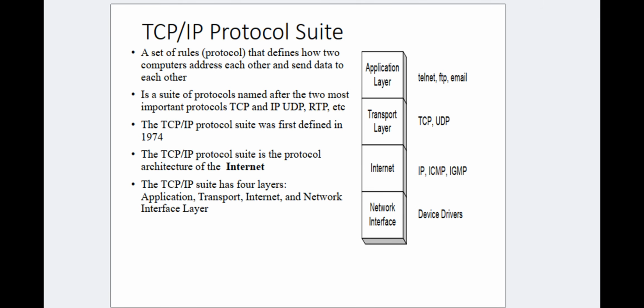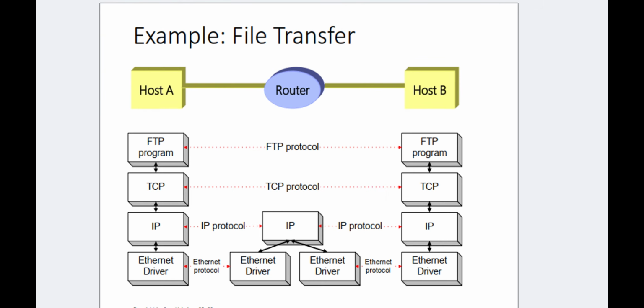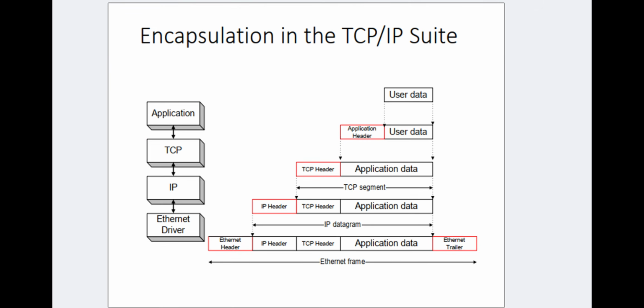The TCP/IP suite has 4 layers: application, transport, internet, and network interface layer. Example: file transfer, host A, router, host B. Encapsulation in the TCP/IP suite.